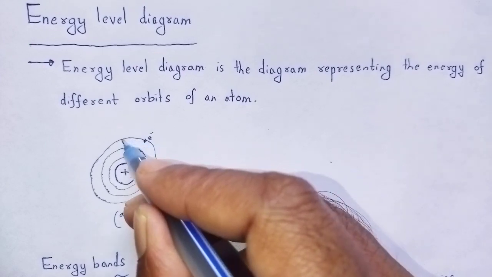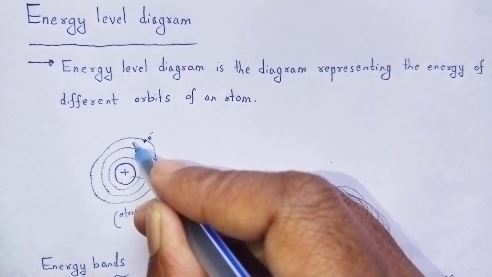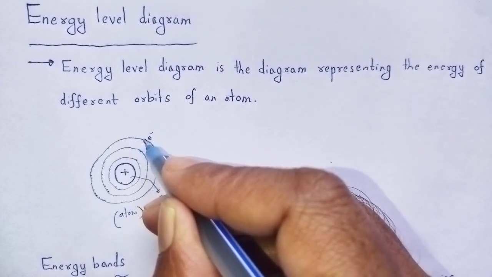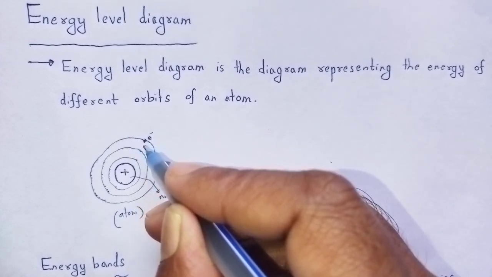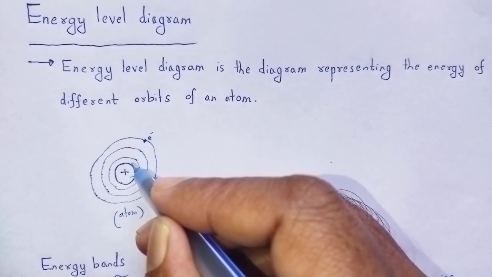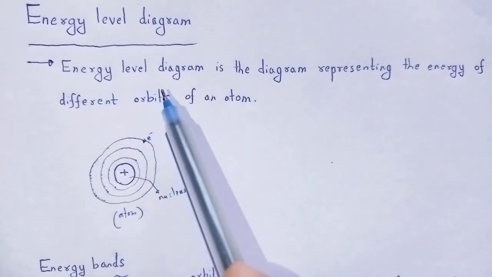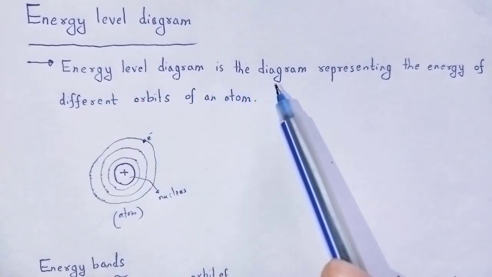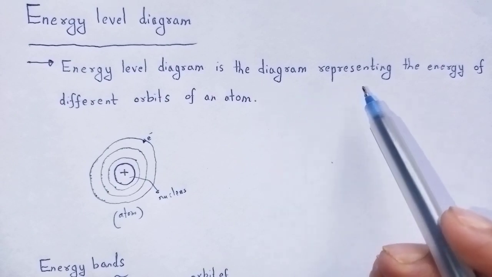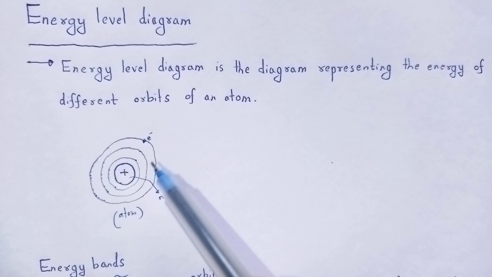As a result, the outermost orbit electrons have more energy than inner orbit electrons. Therefore, the energy level diagram is the diagram representing the energy of different orbits of an atom.